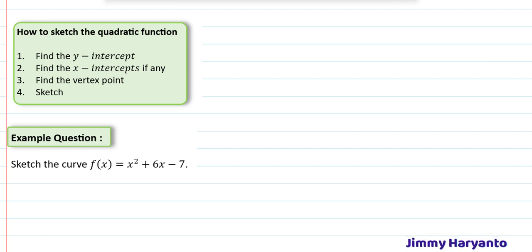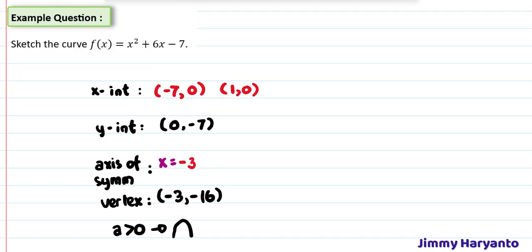So sketch f(x) = x² + 6x − 7. I think we already did steps 1, 2, and 3 in the previous example questions. I will copy the answers first. Okay, I have copied all of the answers that we already have. The x-intercepts are (−7, 0) and (1, 0). The y-intercept is (0, −7). The axis of symmetry is x = −3. The vertex is (−3, −16).